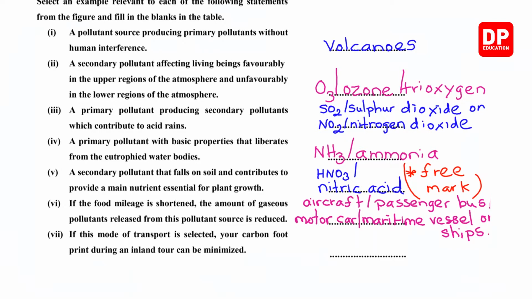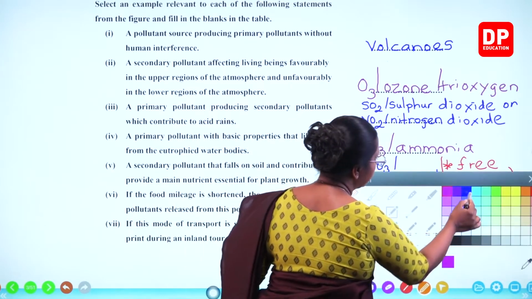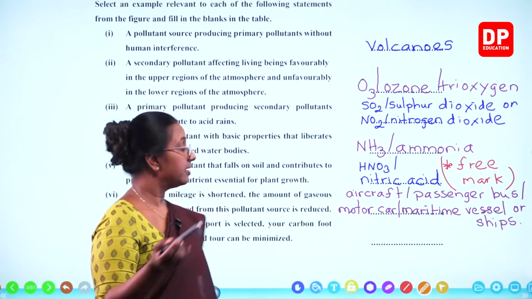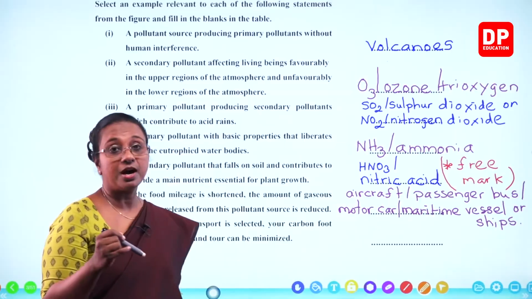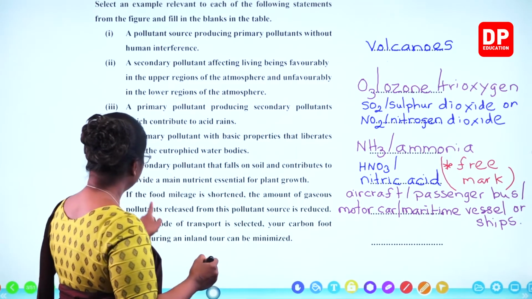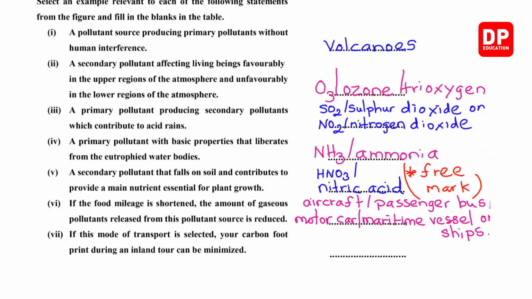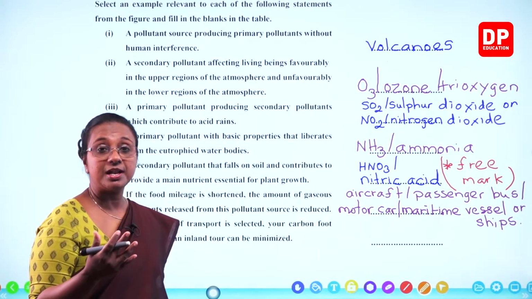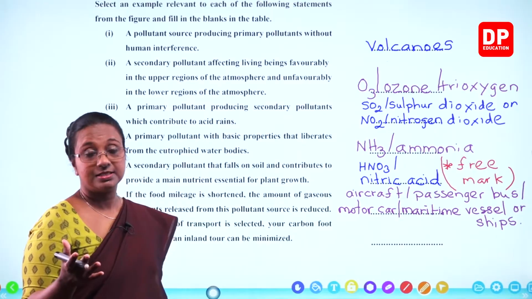Anyone can be written there. So all of them use fuel. When fuel is combusted, carbon dioxide is released. So the release of carbon dioxide can be reduced when food mileage is reduced.